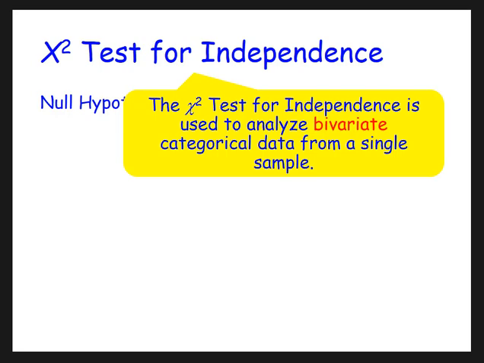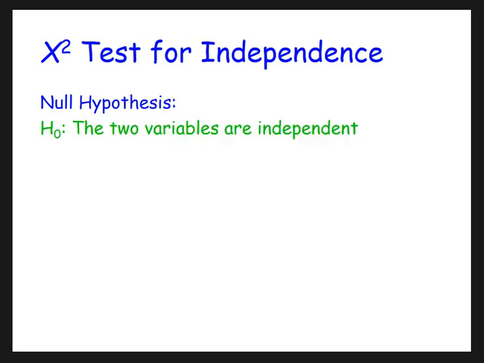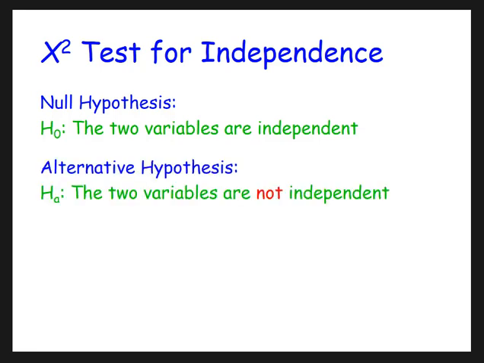The test of independence and the test of homogeneity go through the same process, so it really doesn't matter if you can precisely pick which one is which, because you're going to handle the data the same way and come to the same conclusions either way. So our null hypothesis will always be that the two variables are independent. So the alternative is that they're not independent.